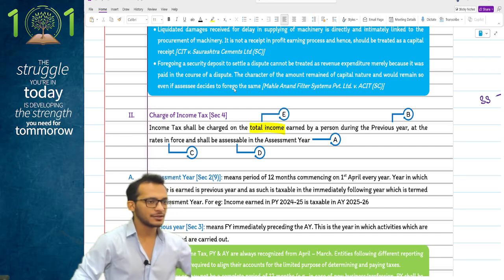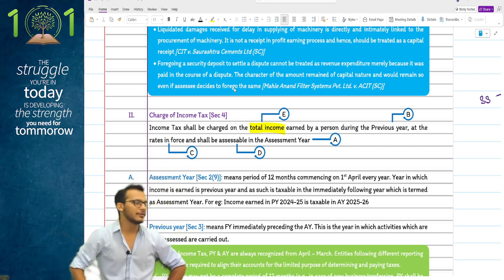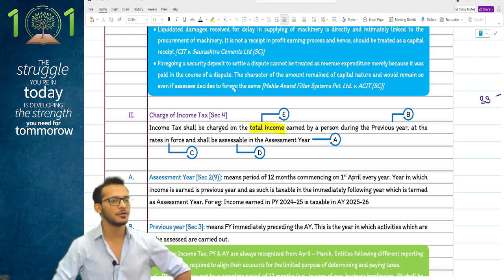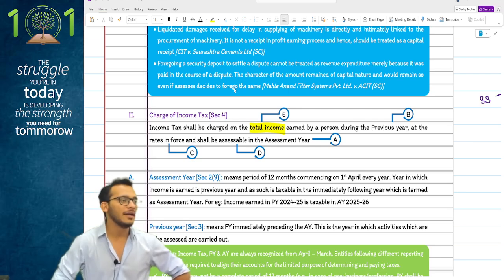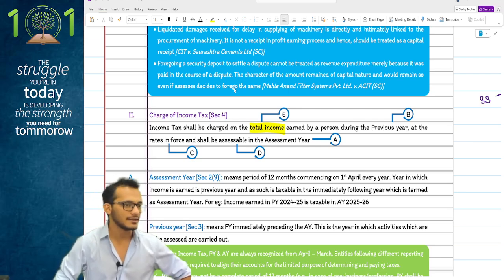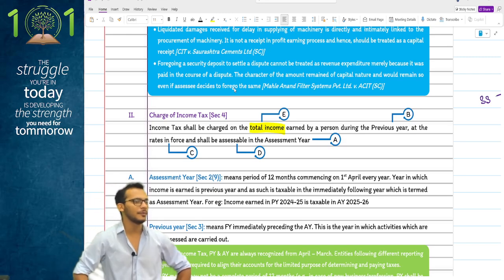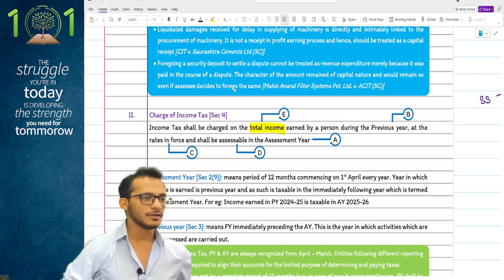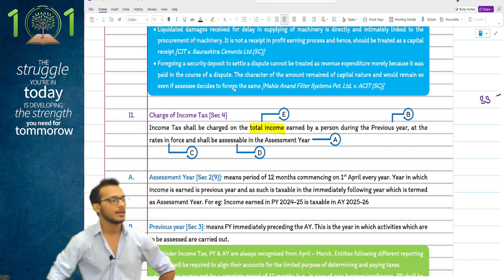F&O is a speculative transaction and will be categorized as speculative business, and therefore will go to revenue receipts, because F&O is where you are not dealing with an underlying asset. Therefore it becomes a speculative business and goes under PGBP. Clear enough to go? Yes.